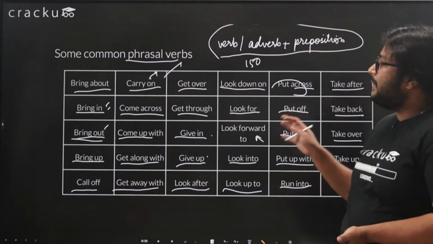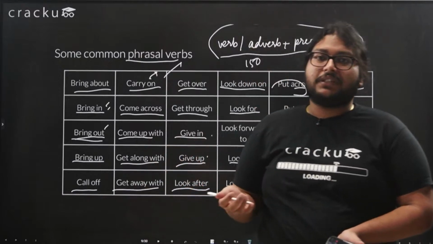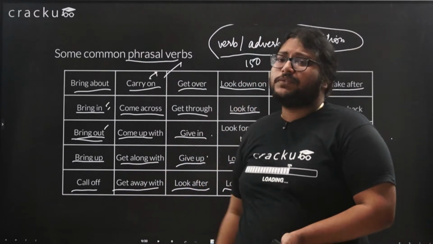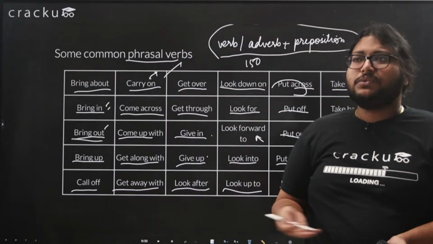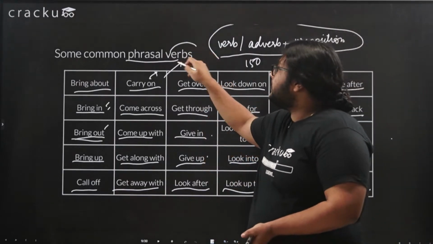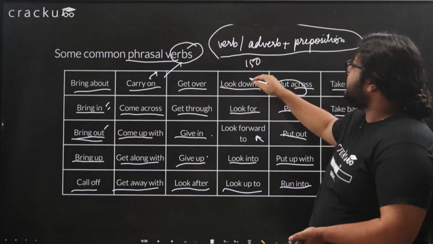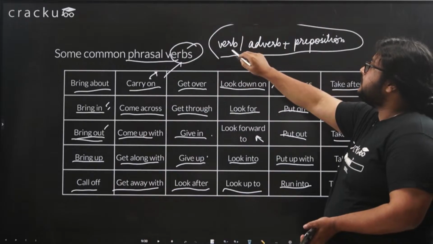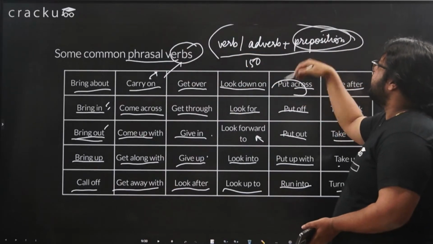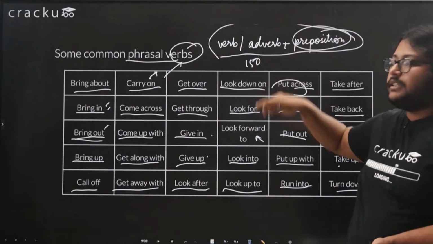I think the best approach for verbal is doing a lot more questions, because how many of these phrasal verbs will you memorize? But if you do a lot of questions, you'll get an idea. And also phrasal verbs are important from the preposition point of view as well. The construct for phrasal verbs is verb and adverb plus a preposition. This preposition can also be asked as a fill in the blank thing.